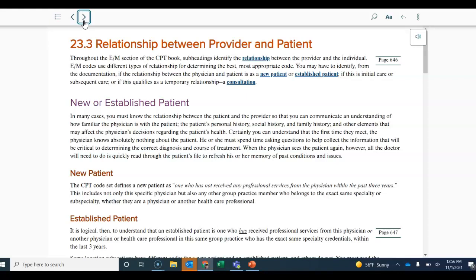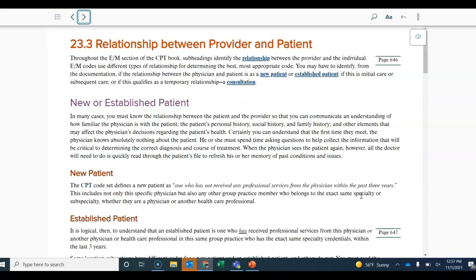A new patient means one who has not received any professional services from the physician within the past 3 years. But notice this caveat: it's not only this specific physician, but anybody else in that practice who is the exact same specialty. Let me give you an example.